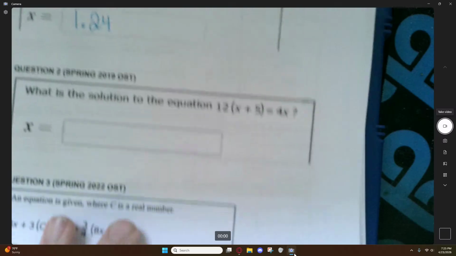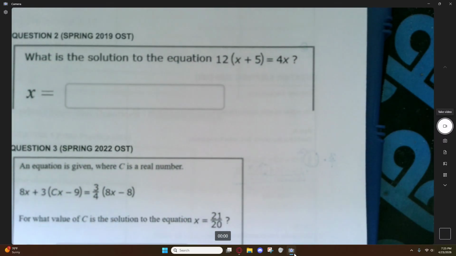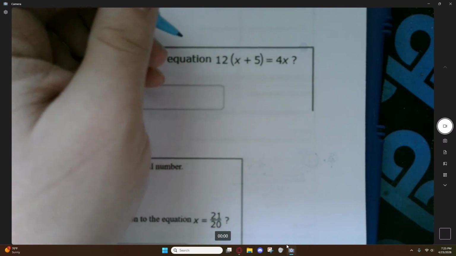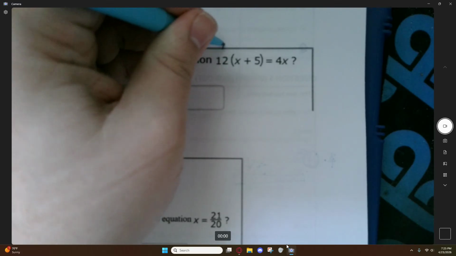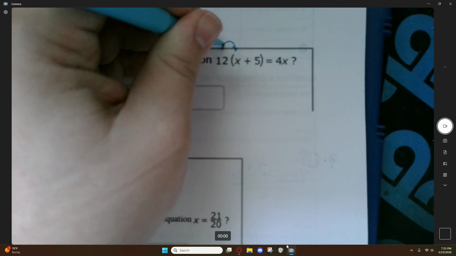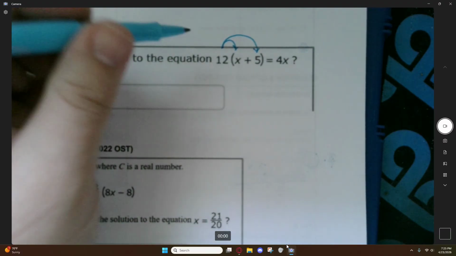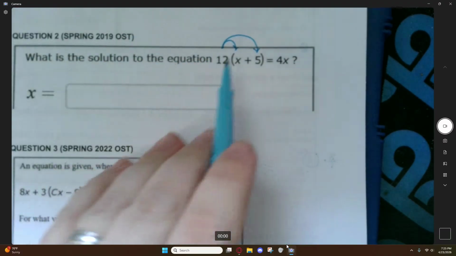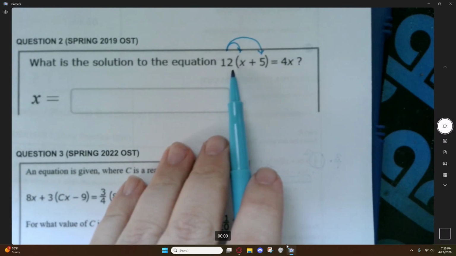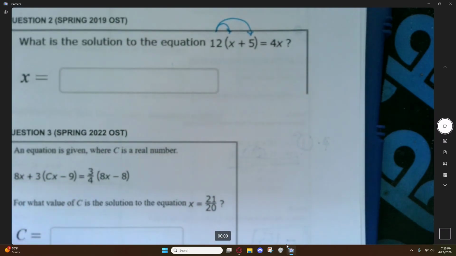So let's go to our next question. What is the solution to the equation 12 parentheses x plus 5 equals 4x? Again, you could solve this normally. Let's talk about how you would solve this normally. You would have to distribute this 12. Because remember, this is a long equation.